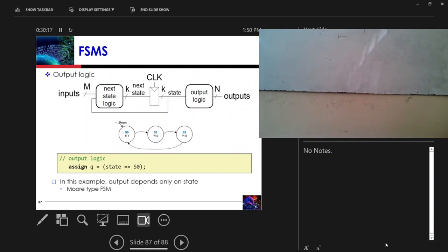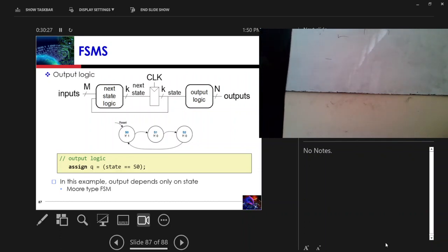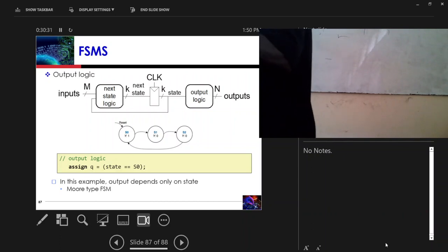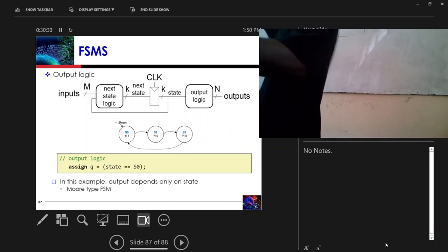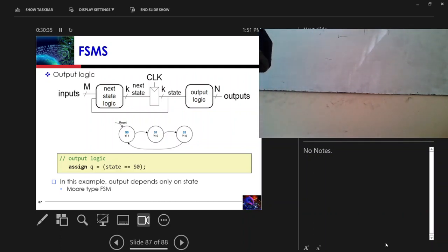Are we done? So it's 2 bits, right? Yes, the state is 2 bits. So state, I think the 1 is to 0. You can do this in about 20 different ways.